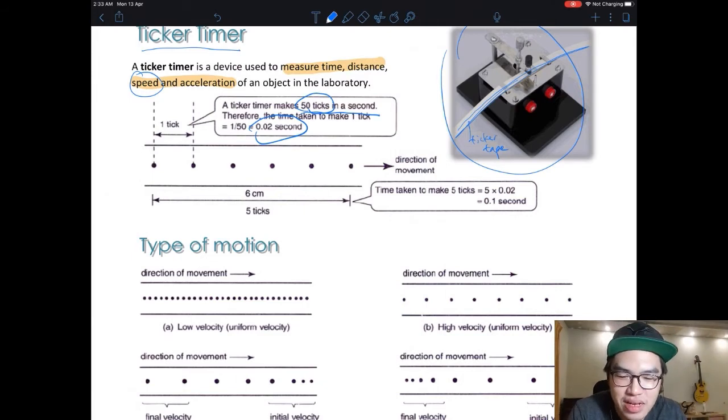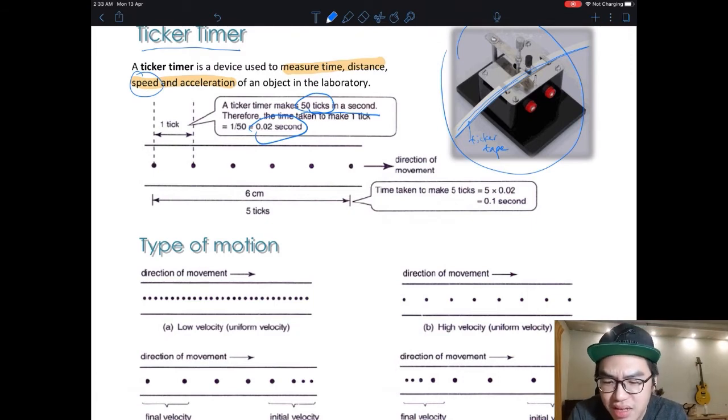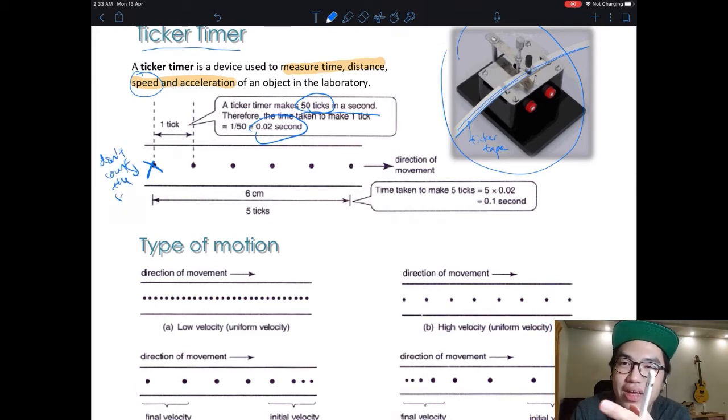Here's the thing: you don't count the first tick. Please write here, don't count the first one. Why? Like when you go for tuition, your tuition is from 3 to 6.